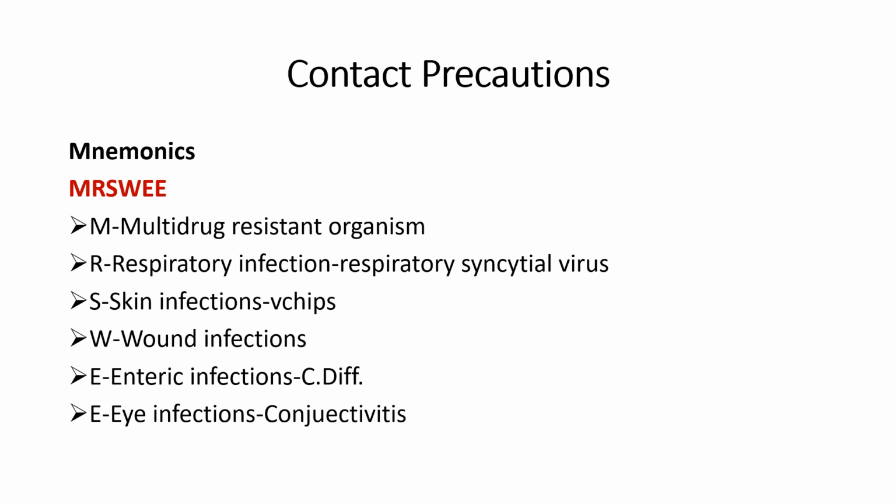W for wound infections. If there is a wound infection, definitely the person has to be kept in contact isolation. Most of the time, these wound infections may be MRSA positive itself. E for enteric infections: if the person has Clostridium difficile, with loose, watery stools, that person definitely has to be kept on contact precautions. I for eye infections, conjunctivitis.